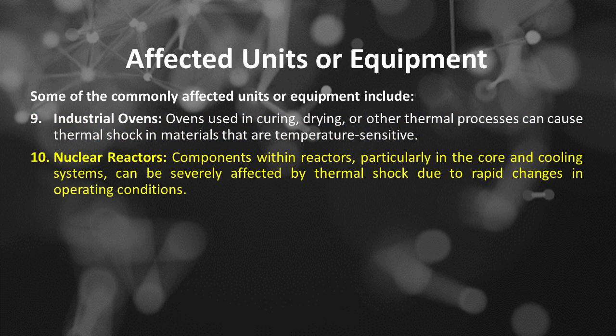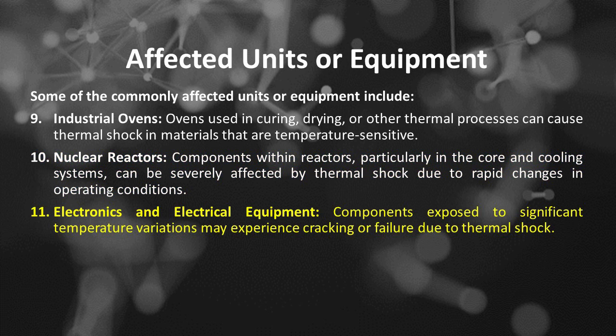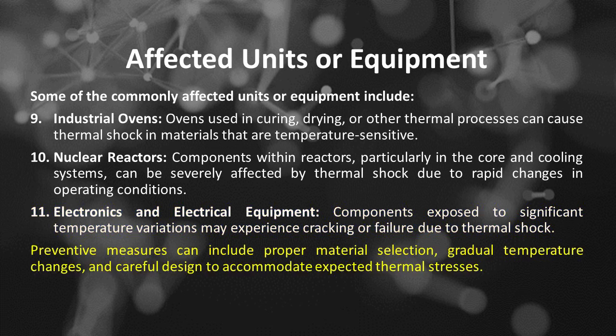Number 10 is nuclear reactors. Components within reactors, particularly in the core and cooling systems, can be severely affected by thermal shock due to rapid changes in operating conditions. Number 11 is electronics and electrical equipment. Components exposed to significant temperature variations may experience cracking or failure due to thermal shock. Preventive measures can include proper material selection, gradual temperature changes, and careful design to accommodate expected thermal stresses.